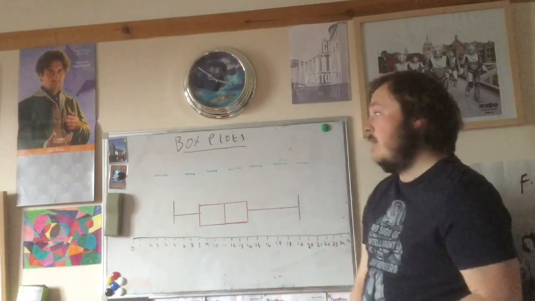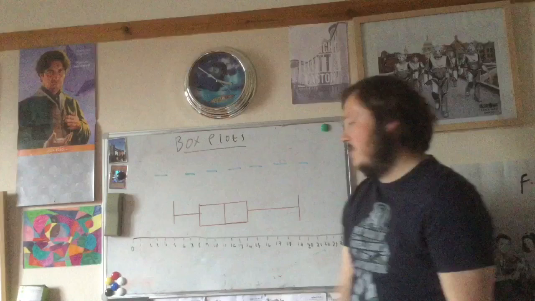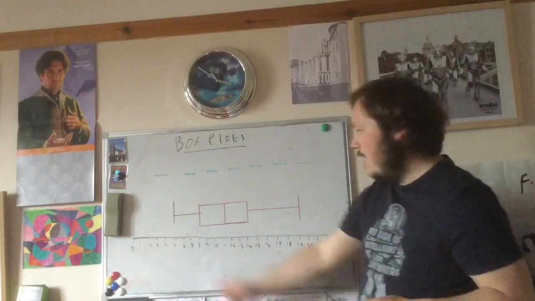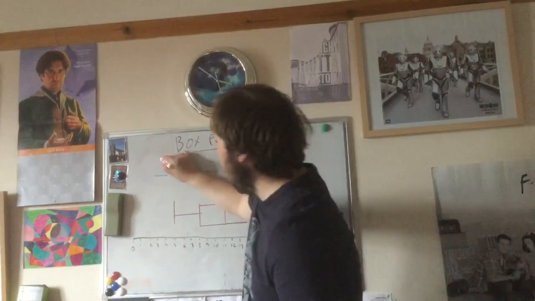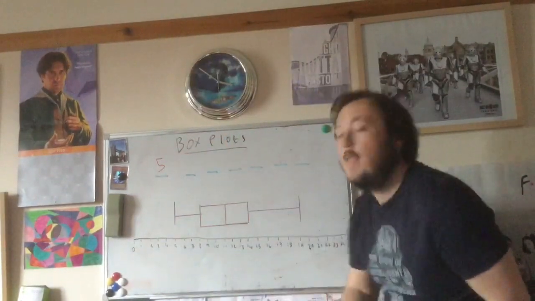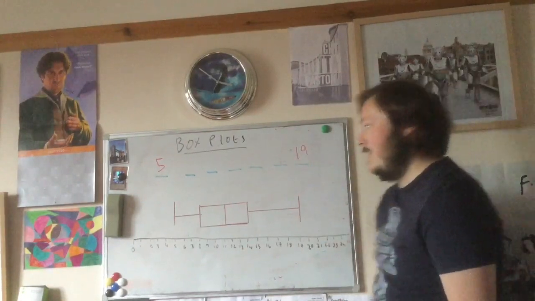So firstly we can find our first and last number in this 7 number sequence by looking at the whiskers, which show the highest and the lowest. Now on this one the whisker is pointing to 5, so we know that the lowest number in this will be 5. And on this side the whisker is pointing to 19, so we know the highest will be 19.